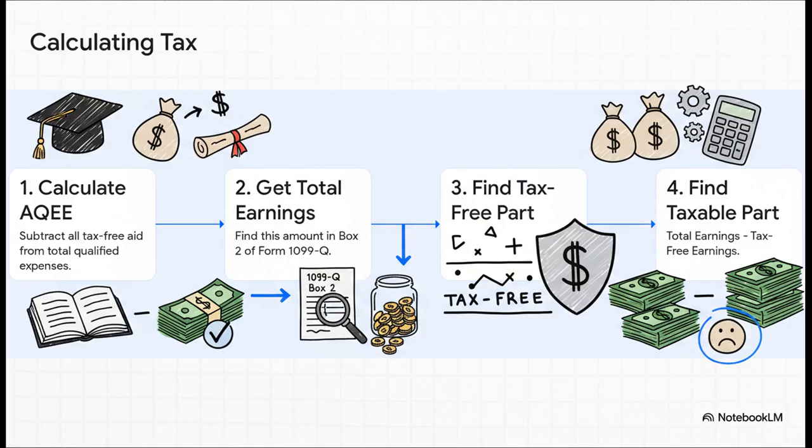This gives you the percentage of the withdrawal that was qualified. Then you multiply that percentage by your total earnings to find out how much of the earnings are tax-free. And finally, step 4, you just subtract the tax-free earnings from the total earnings. And boom, that's your taxable income.